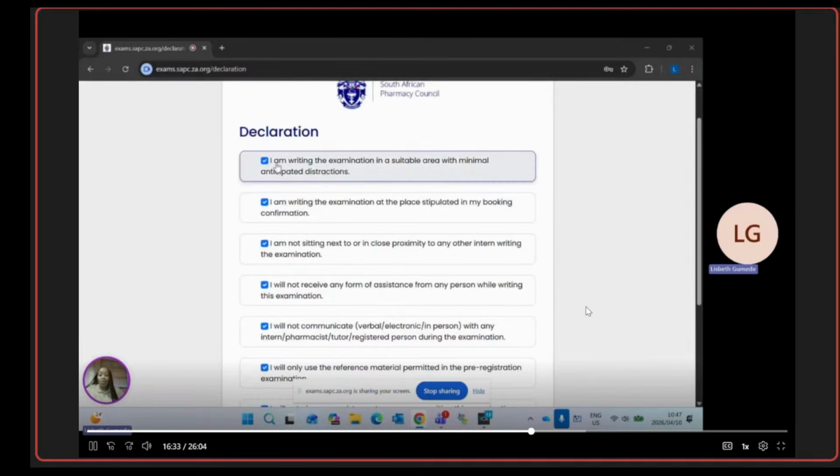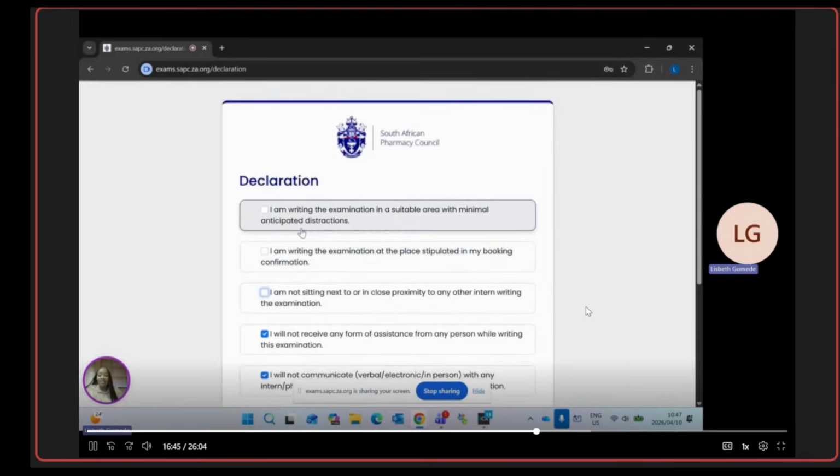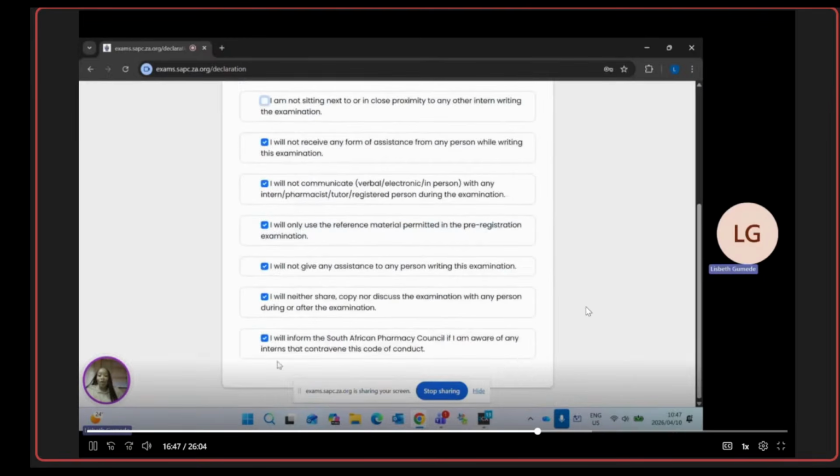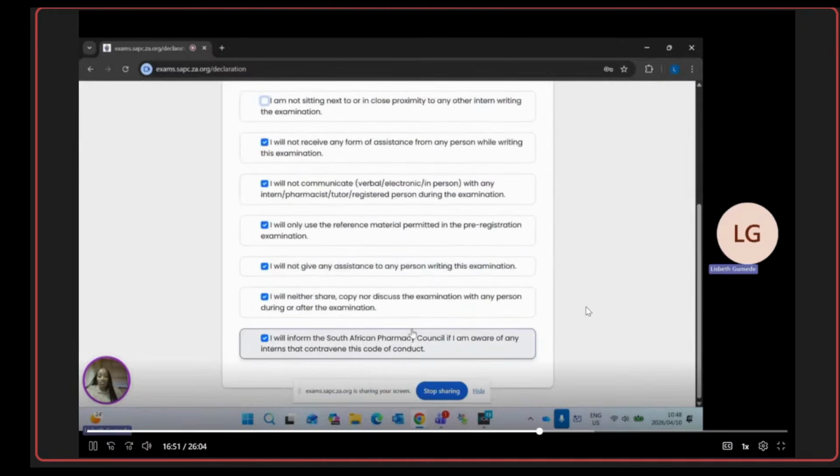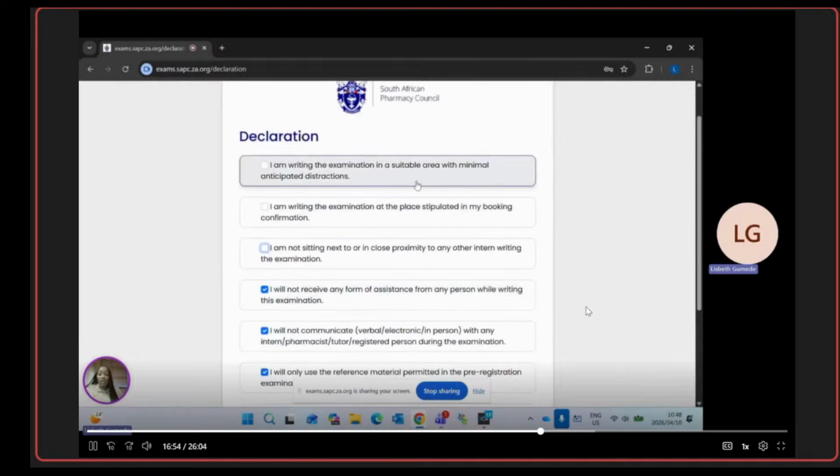Now, I must read through all the declaration. When you get a declaration, all of them will be unticked. You will actually have to physically tick one of them. I've unticked 3 to show you something. When there's a declaration that is not ticked, you will not have a continue button. So what you will do is read through each declaration, right? And then you tick it to say that you will comply. The first one says that you're writing the examination in a suitable area with minimum anticipated distraction.